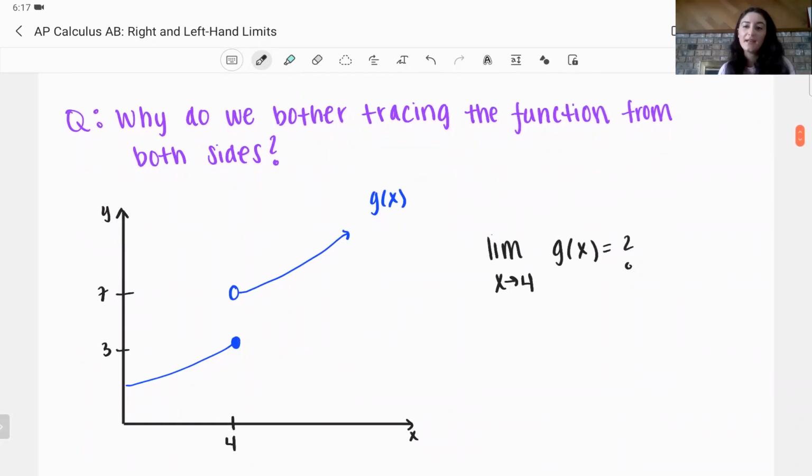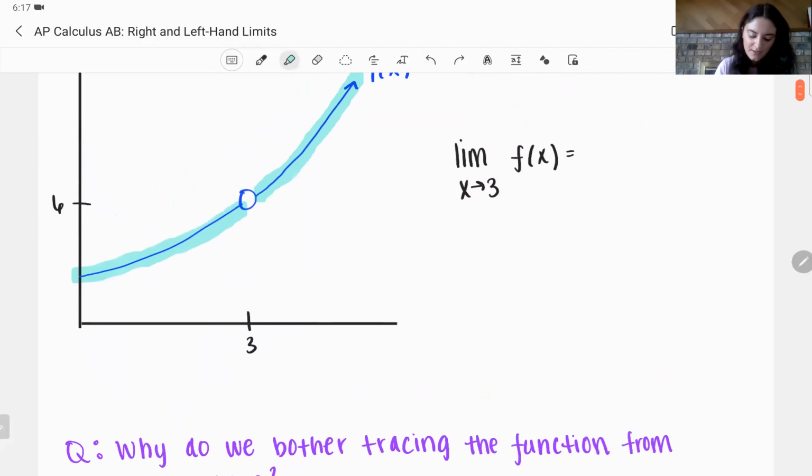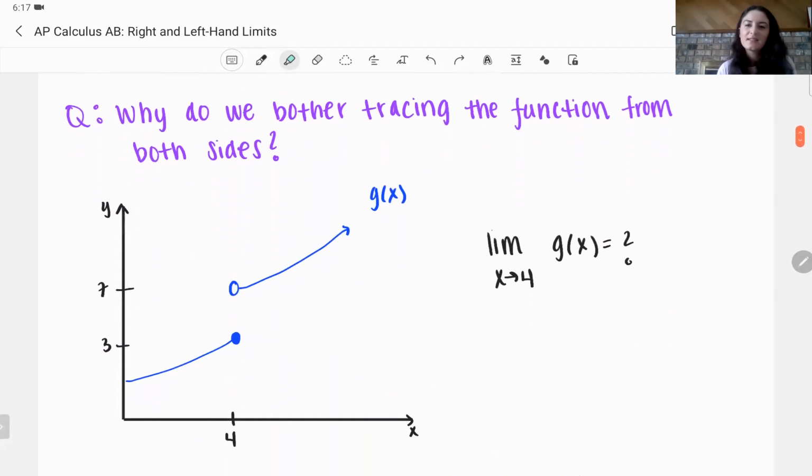We have a new function g of x, and it looks kind of weird, right? We have this big jump in the middle, and that is going to make a difference when we're calculating this limit. They're asking us to find the limit as x approaches 4 of g of x. So let's try to use our same technique. If we start tracing this curve from the left, as x approaches a value of 4, it looks like the y values are approaching 3. As we approach from the right and we trace our curve, as the x values approach 4, it looks like our y values are approaching 7.